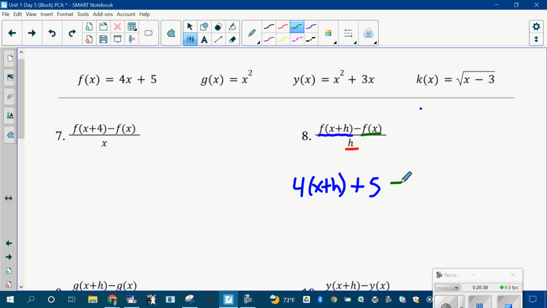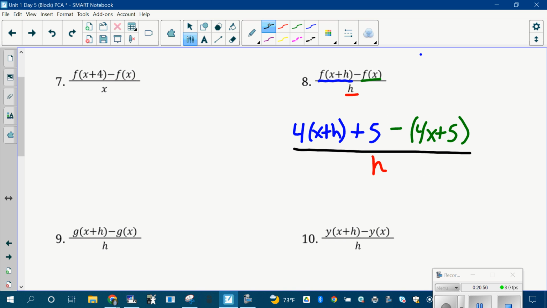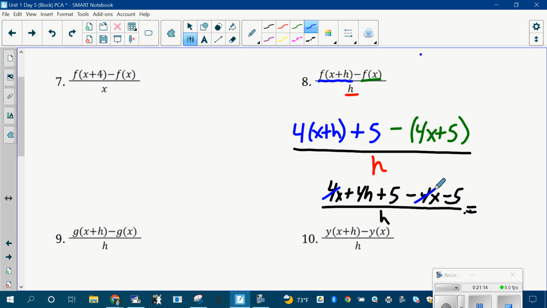So now I'm going to subtract 4x plus 5. And then I'm going to put that whole thing over h. What's h? Just some variable. And I'm going to do a little simplifying here. Let's do this together. Distribute the 4. I get 4x plus 4h plus 5 minus 4x minus 5 all over h. Combine like terms. 4x's cancel. 5's cancel. I'm left with 4h divided by h. What's 4h divided by h?